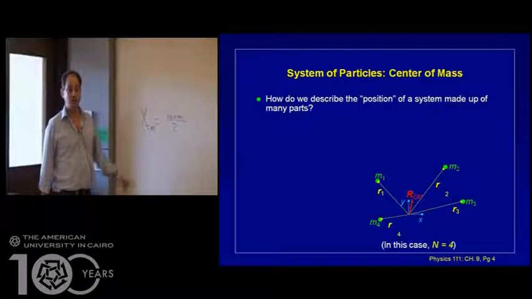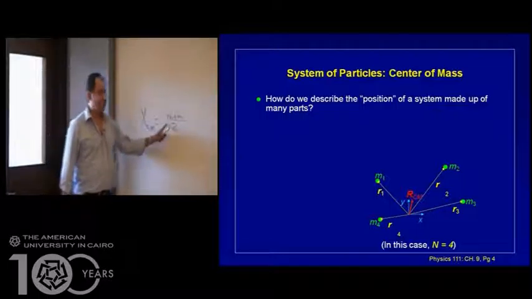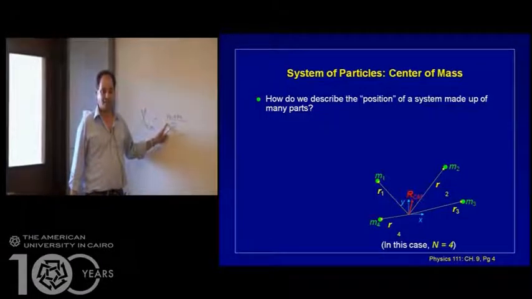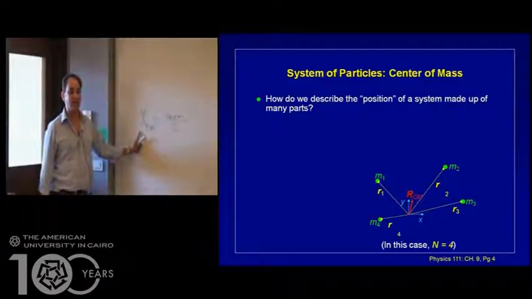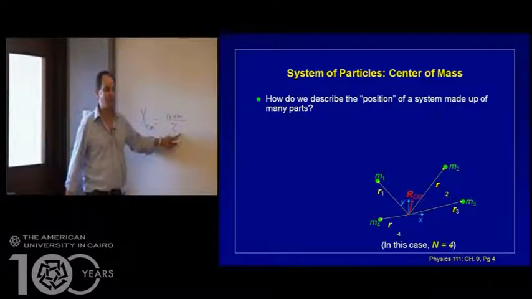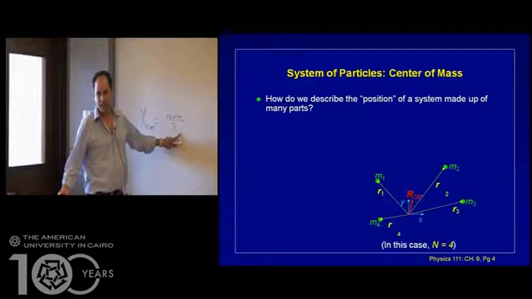Why not? This is the average of the two masses. And to make sure that this is really the average of two masses, what is the unit of the left-hand side? Meters or centimeters. It's a length unit. What is the unit for the right-hand side? Kilograms. That cannot be correct.